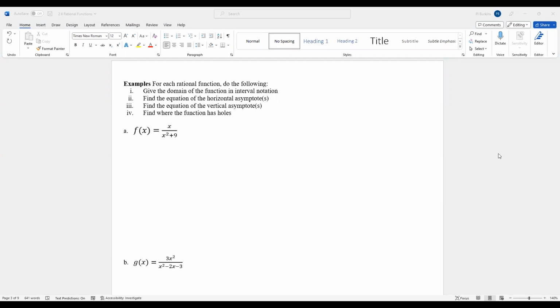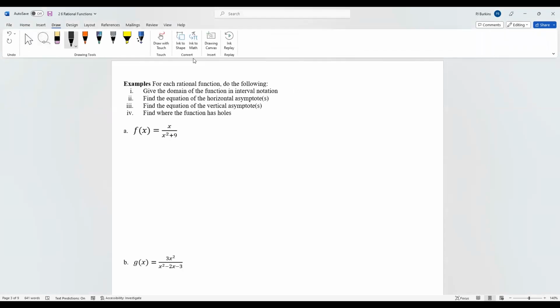The first example, in order to find domain, we would like to make sure that we're not dividing by 0, right? We have x in the numerator. Any number is allowed to get plugged in for just x. If we have x squared plus 9, what we might like to do is go ahead and solve that for 0. But quickly you might notice that we're going to run into a little bit of a problem here, as we have x squared equals -9.